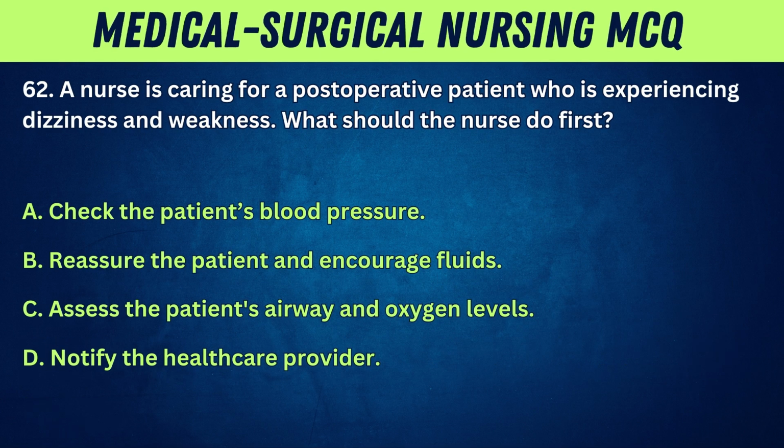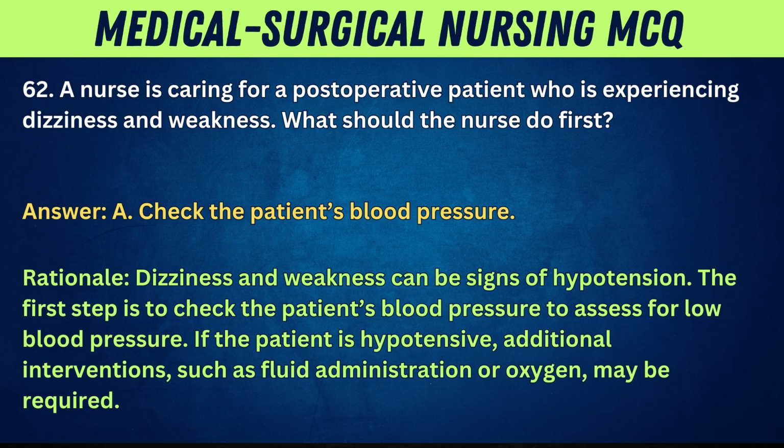62. A nurse is caring for a postoperative patient who is experiencing dizziness and weakness. What should the nurse do first? A. Check the patient's blood pressure. B. Reassure the patient and encourage fluids. C. Assess the patient's airway and oxygen levels. D. Notify the healthcare provider. Answer. A. Check the patient's blood pressure.